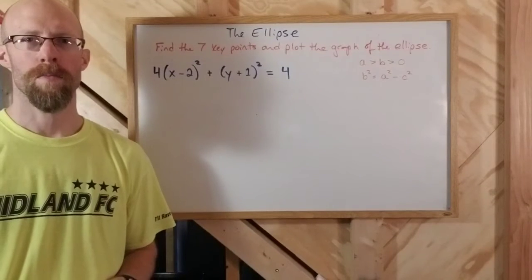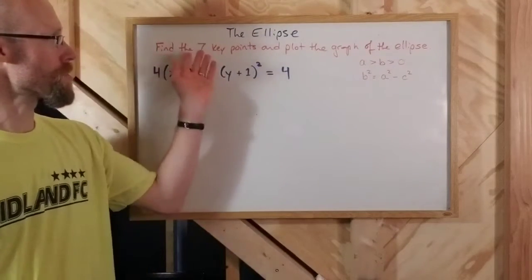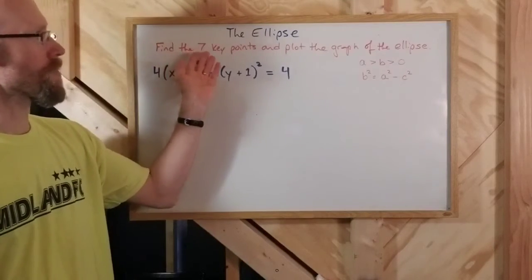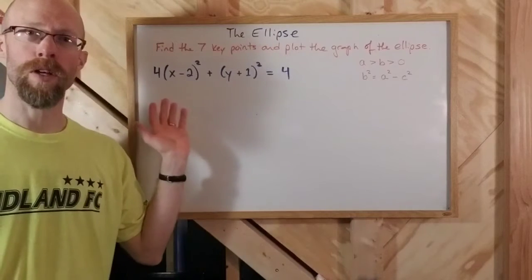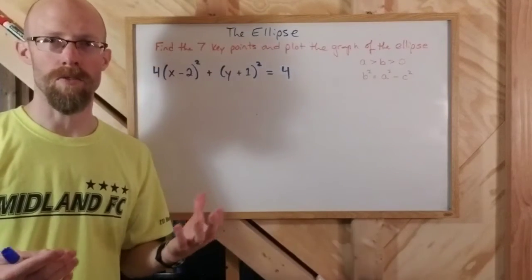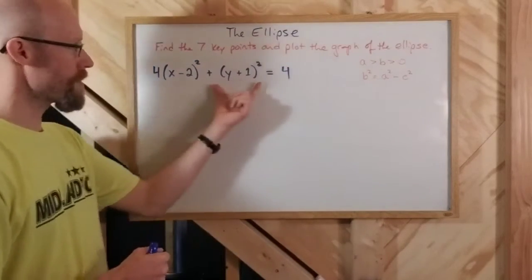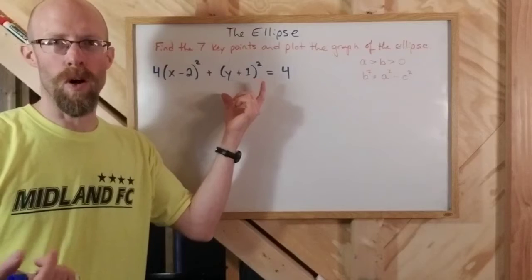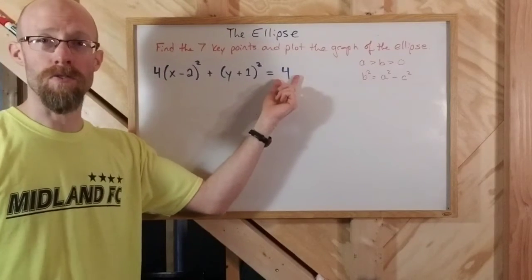All right, in this example, again, we're given the equation. The directions are the same as the last example. We've got 7 key points we're looking for and the graph. But this time the equation is not in our nice standard form for an ellipse. The problem is I don't have any denominators. Well, my denominators are 1 technically. And the constant on the other side is 4.